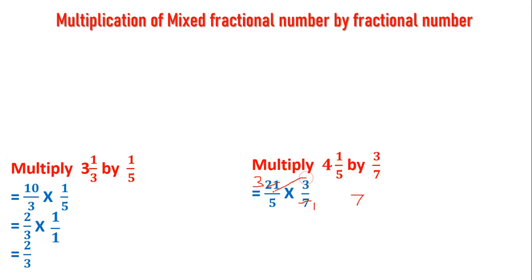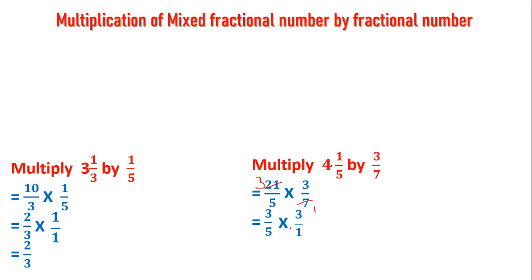Next, I will check the numerator of the second fraction and the denominator of the first fraction. 3 and 5 don't have a common factor other than 1. Because of that, I will not divide these two further. Once I finish the cancellation, I will write the fractions. In the first fraction, I am left with 3 by 5. I wrote 3 by 5, the multiplication sign as it is. In the second fraction, I am left with 3 by 1.